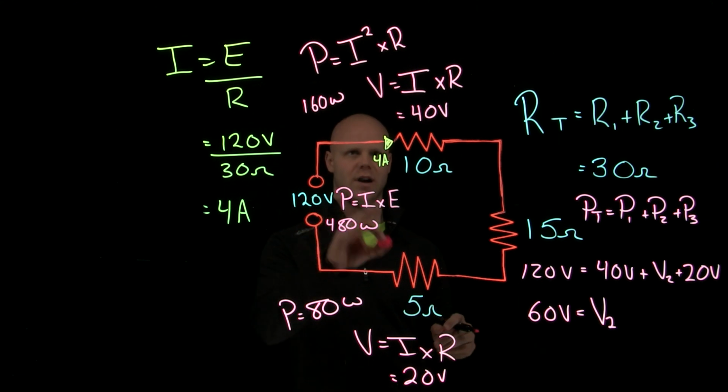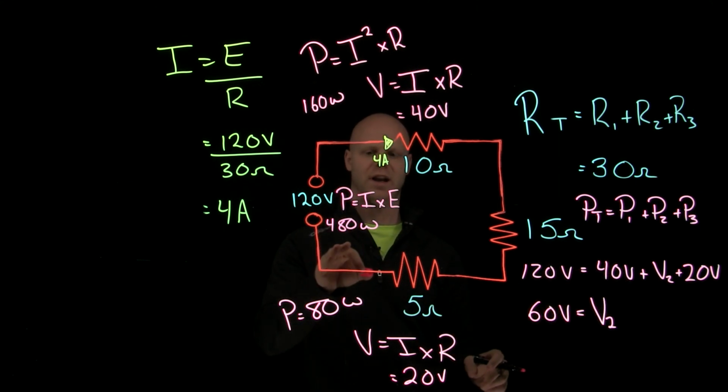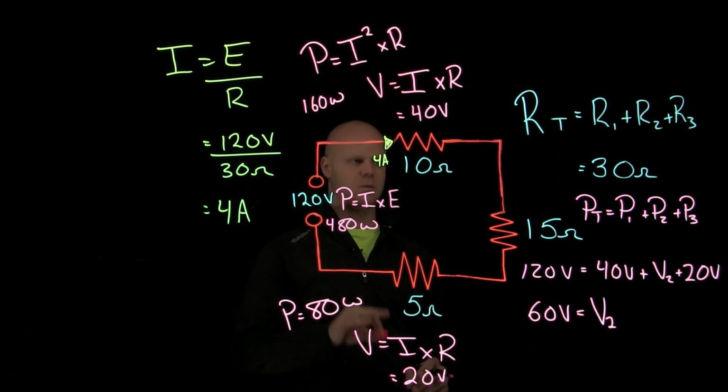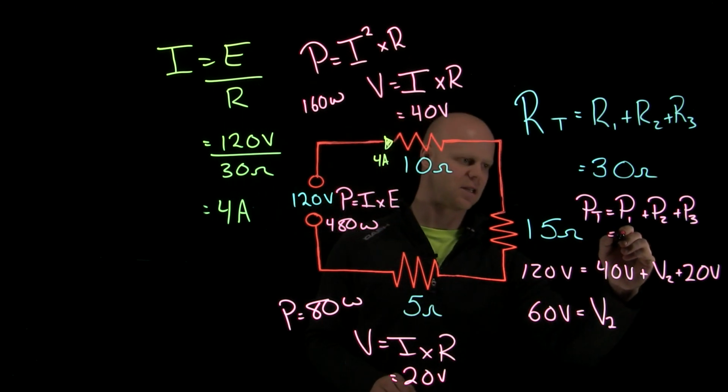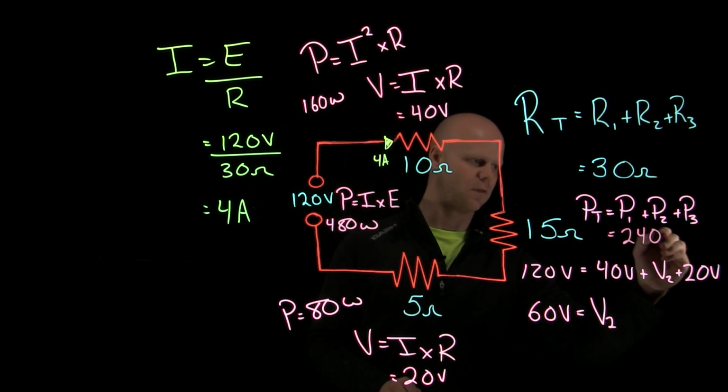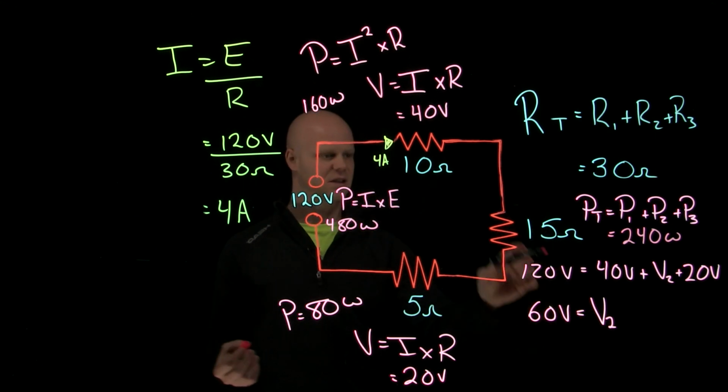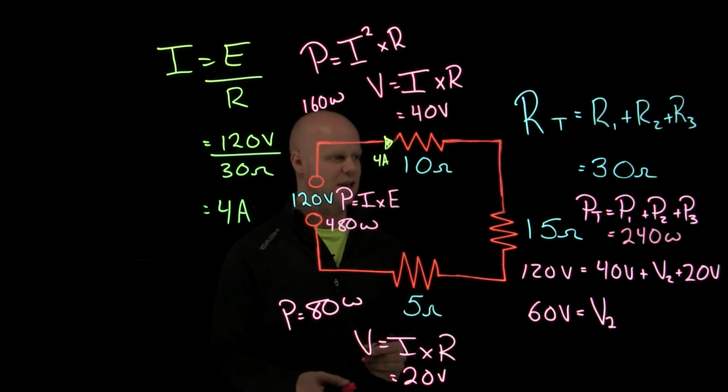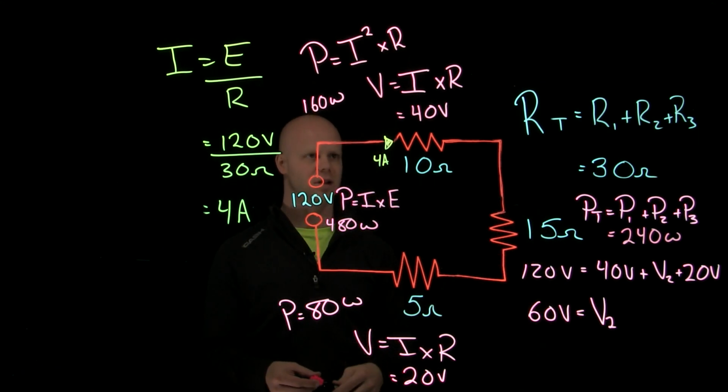So if I had 480 watts and I could transpose 480 minus 160 minus 80, I'm going to look at this as being 240 watts of heat energy, however you want to visualize, at that point in my circuit.